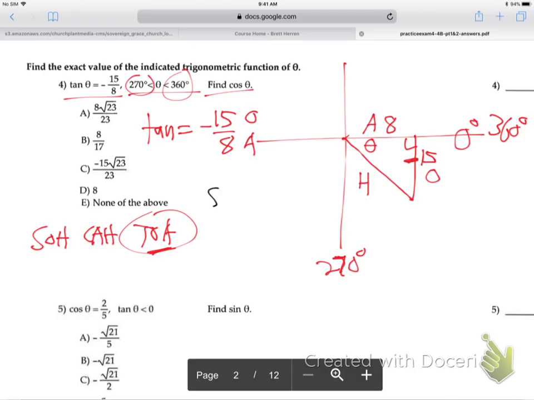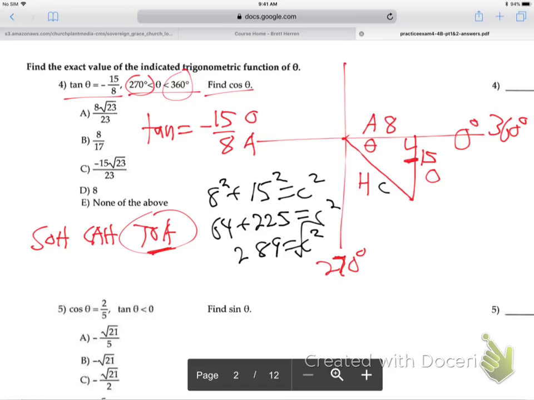And so that would be 8, call this C, ABC. 8 squared plus 15 squared, doesn't matter if I make it minus 15 squared, same thing, is C squared. A squared plus B squared is C squared. So that's what? 64 plus 225 is C squared. 289 is C squared. Root it, 17, right? C is 17. Isn't that what your calculator tells you? C is 17.